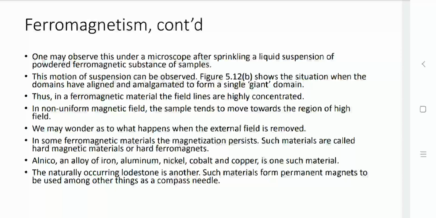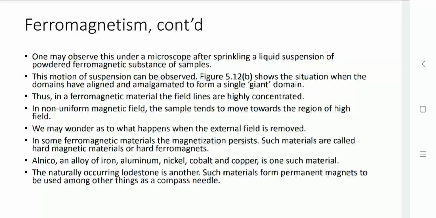So thus, in a ferromagnetic material, the field lines are highly concentrated. In a non-uniform magnetic field, the sample tends to move from the weak region to the high region, or from low field to high field. So now if we remove that external field, in some ferromagnetic materials the magnetization is constant, or it is present even though the external field is removed.